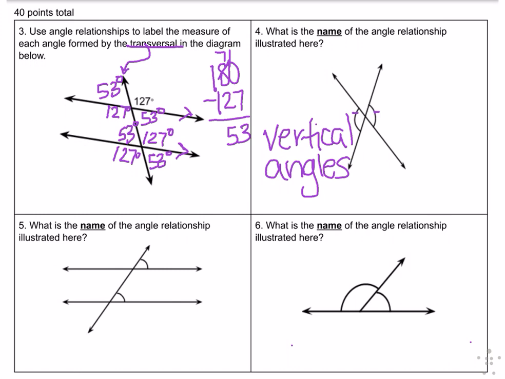On number 5, it says, what is the name of the angle relationship illustrated here? So similar to what I was just saying on question 4, these angles are congruent to each other, but that's a description. So if you wanted to name them, you would name them corresponding angles.